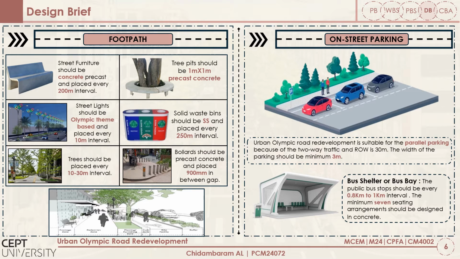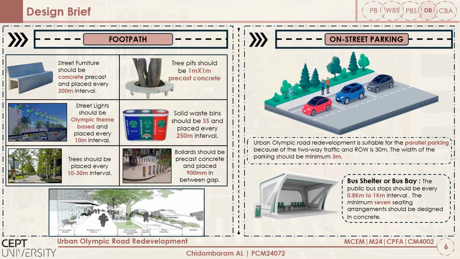The first is street furniture should be precast concrete structure and placed in every 200-meter interval. The tree pit should be concrete structure with dimension of 1 meter by 1 meter. The tree should be umbrella cone type and placed every 10 to 30-meter interval. The street light should be Olympic theme based and placed in every 10-meter interval.